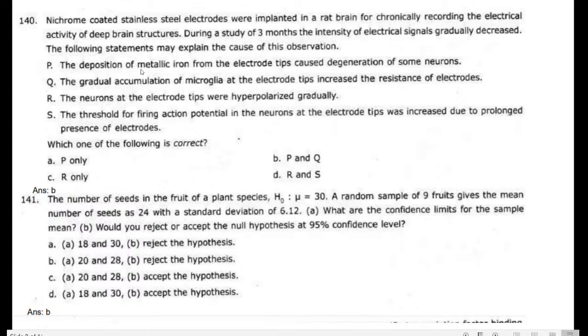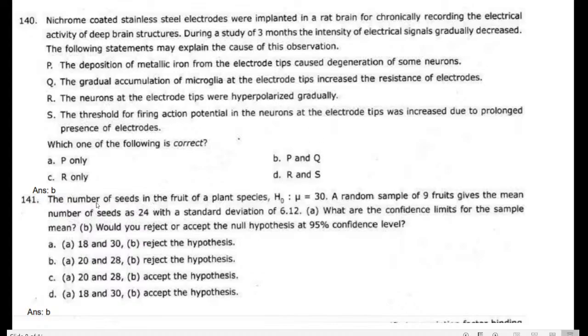There are two possibilities. One is degradation of metal ions affecting neurons in the brain. The neuron damage leads to a low electrical signal. Another reason is that microglia, which are present in the brain, accumulate on the electrode and increase the resistance of the electrode. The microglial cells resist the electrode and then they stop the signals.